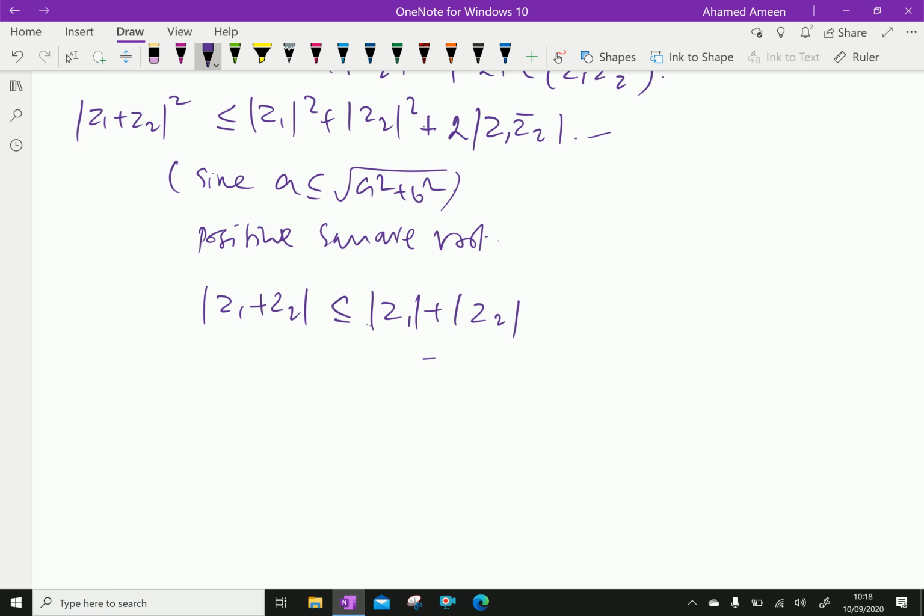So this next one, similarly we can say modulus of z1 minus z2 is greater or equal to modulus of z1 minus modulus of z2. So this also can be proved.